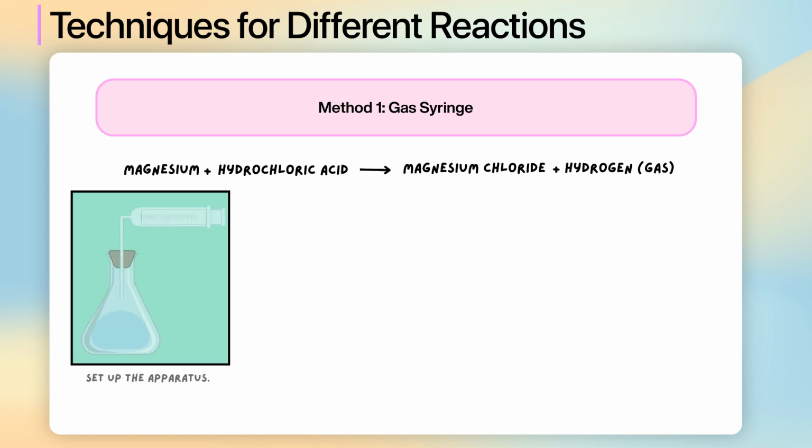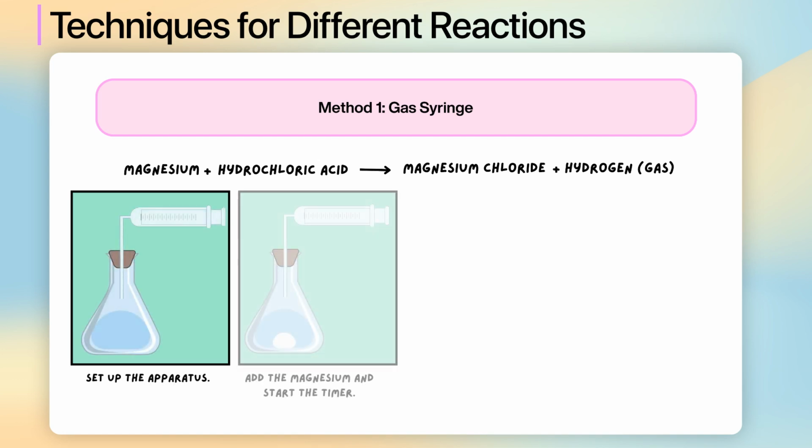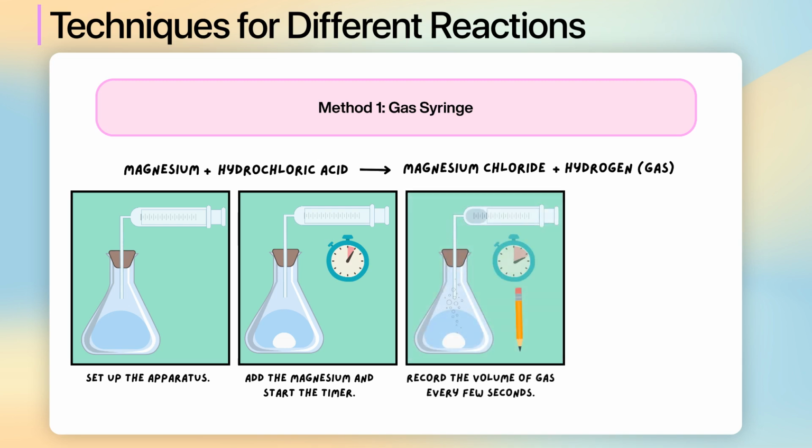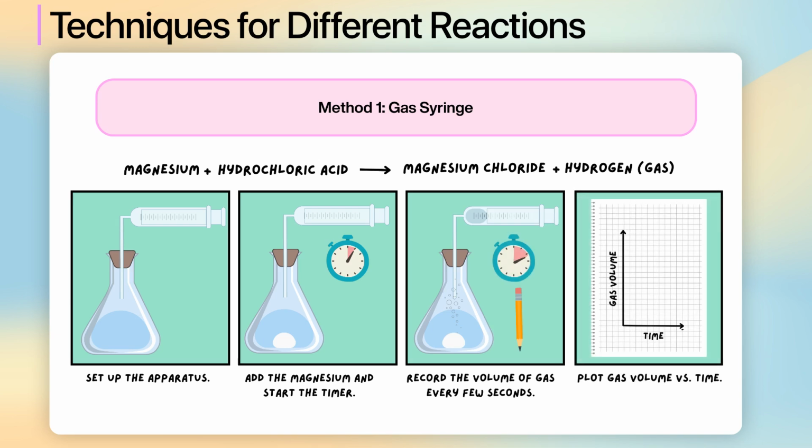Firstly, attach a gas syringe to the conical flask where the reaction will take place. Then, add magnesium to the acid and immediately start the timer. As the gas is produced, it fills the syringe. Record the volume of gas every few seconds to determine the reaction rate. By plotting gas volume versus time, you can determine how quickly the reaction is progressing.